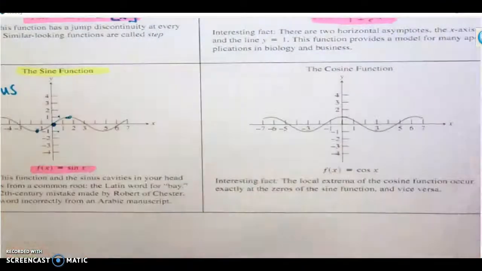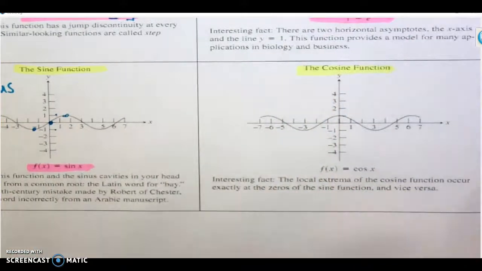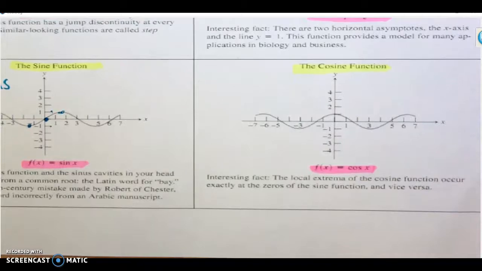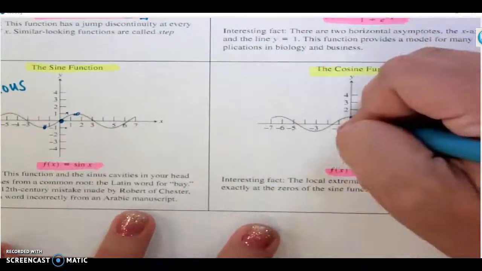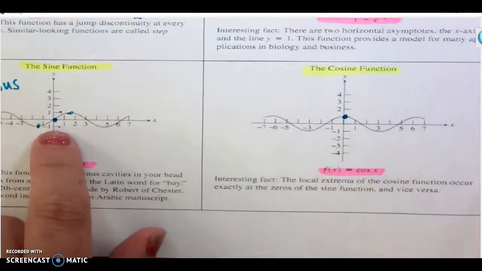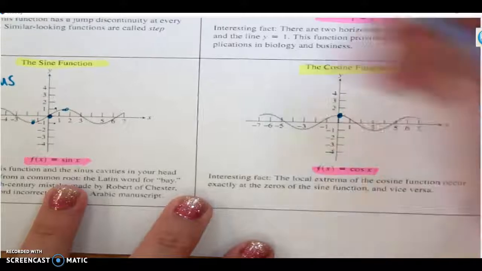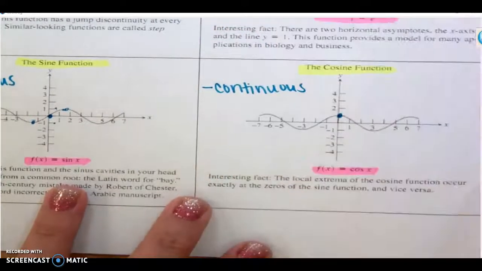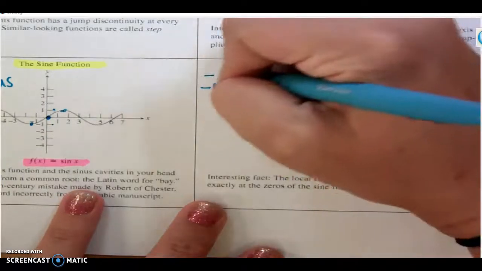Okay. And then our last function is our cosine function, and it is f of x equals cosine x. It's very similar to our sine function. The only thing that's different about the sine and the cosine function is where it starts. Cosine starts at the max, whereas sine starts at what's called the midline. For the cosine function, it is also continuous. Now the cosine function is symmetric about the y-axis, so it is going to be even.